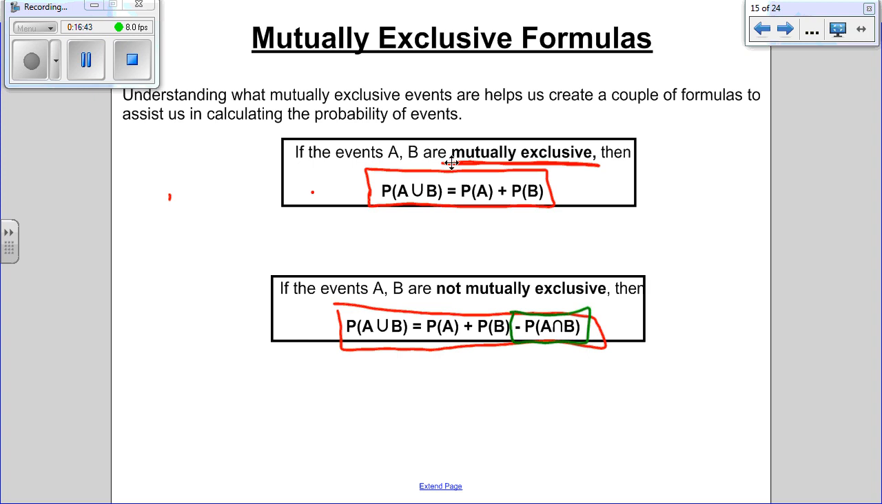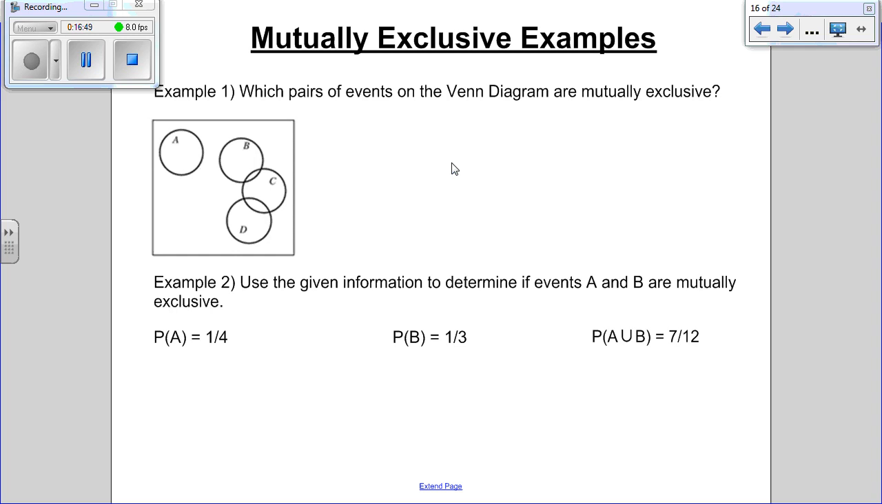Alright, examples of mutually exclusive events. We got a bunch of them. There's a bunch of them on your unit assignment as well. So you'll notice that after we talk about mutually exclusive events, we basically just go into a bunch of probability examples. And after we talk about independent events, we're going to do the same thing, because they're just mixed all together. So this first example says, which pair of events on the Venn diagram are mutually exclusive?